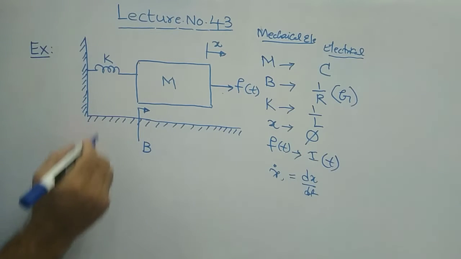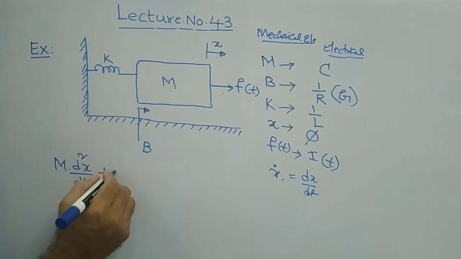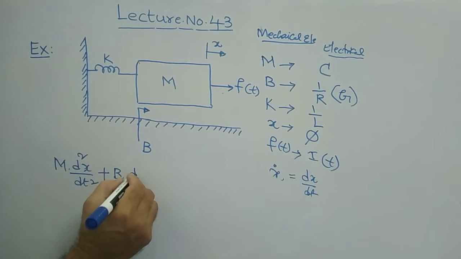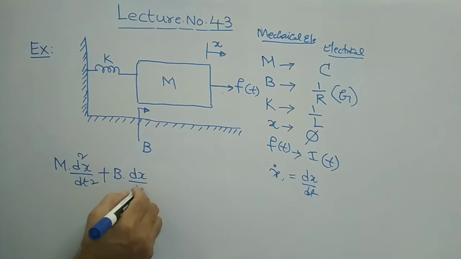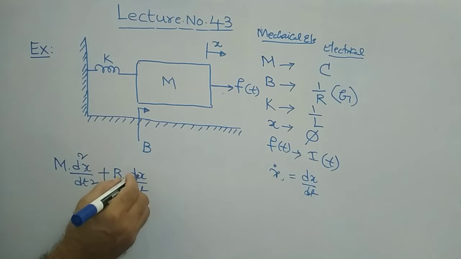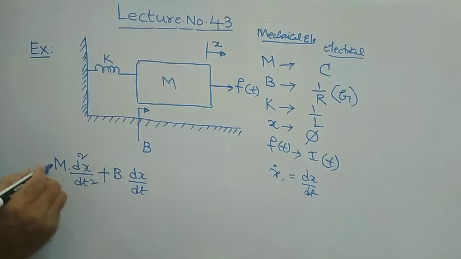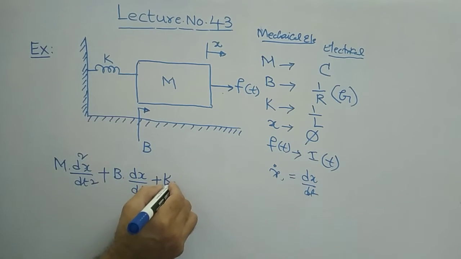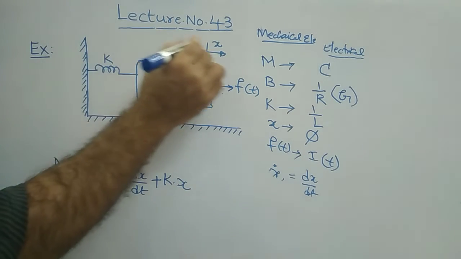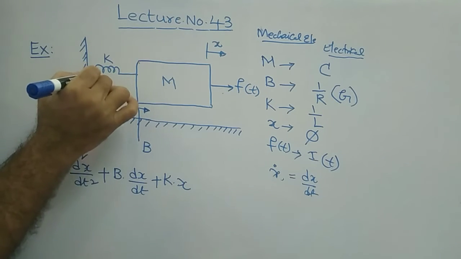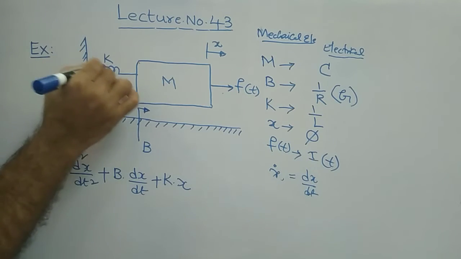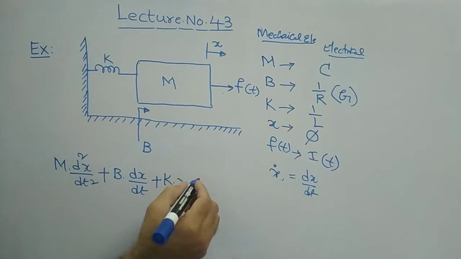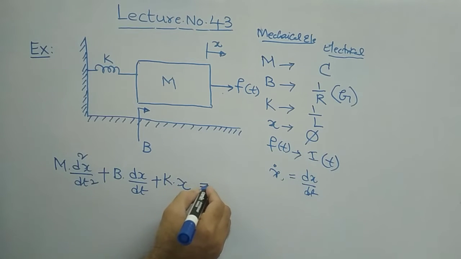Therefore m into d square x by dt square plus B into, if you take the frictional coefficient, dx by dt. For friction you take the first derivative of the displacement. For mass you have to consider the second derivative, d square x by dt square. Then plus k into x only, since the force offered by k is directly proportional to displacement. Then is equal to f of t.